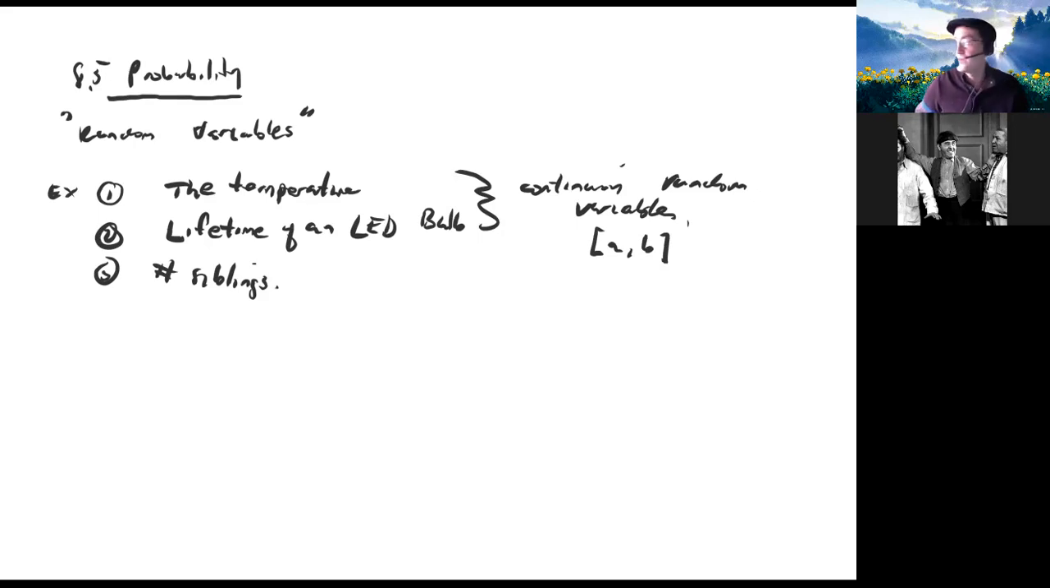Likewise, the lifetime of an LED bulb is a real number, and it can lie in an interval of some sort. But the number of siblings that you have, that's a different story. That's a whole number. That's a discrete random variable. And in what follows, I'll largely be considering continuous random variables, okay?